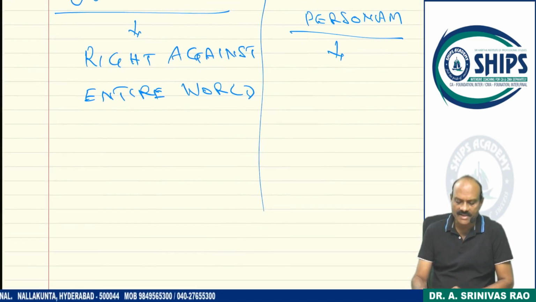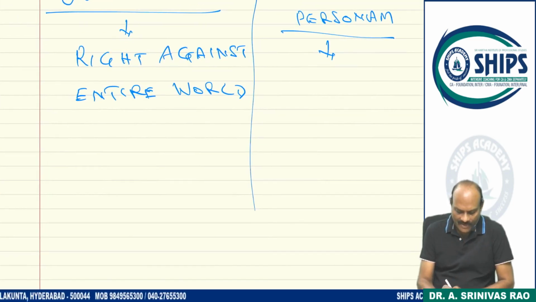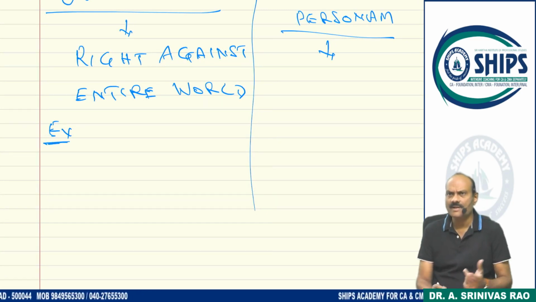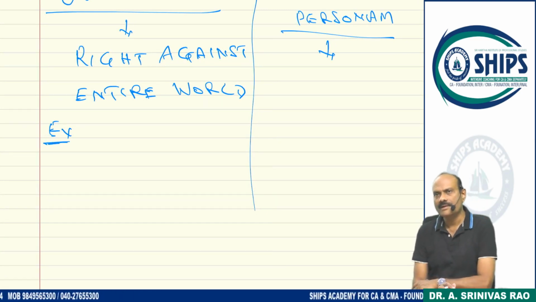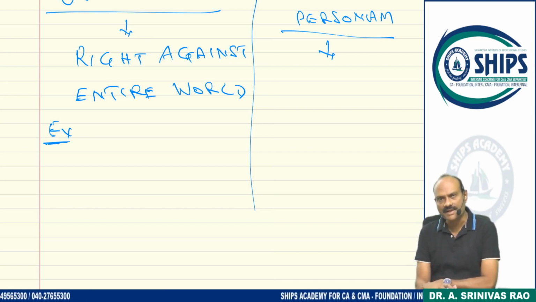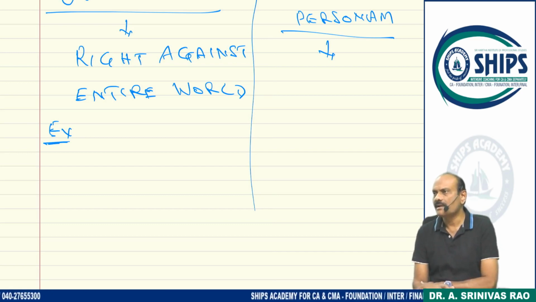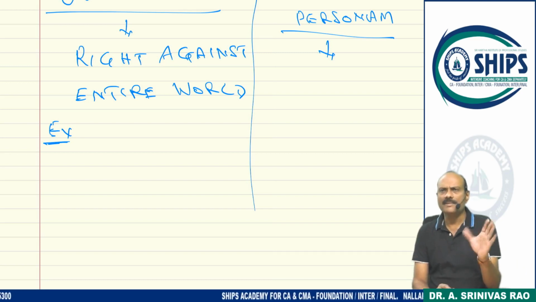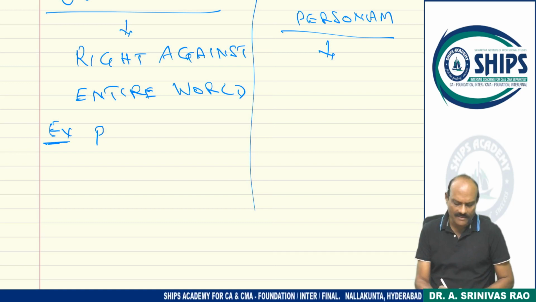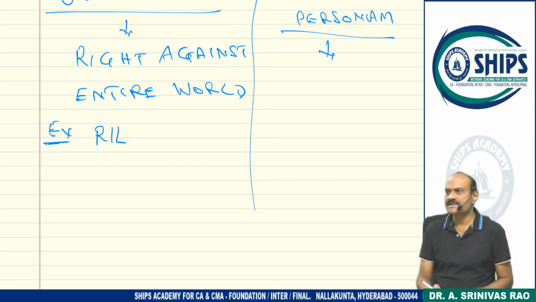How do we understand jus in rem? I am giving an example. You can take any company name. It may be Tata Group, or the Reliance Group, or Mahindra, or Hyundai. Take any company, no issue. For understanding purposes, I am taking RIL, Reliance Industries Limited, Mukesh Ambani, Nita Ambani.